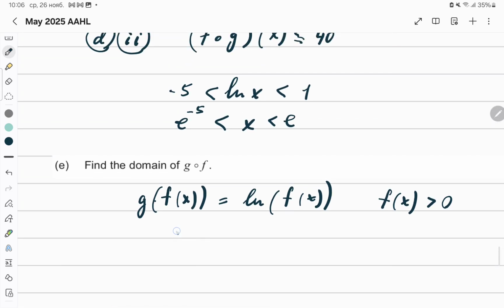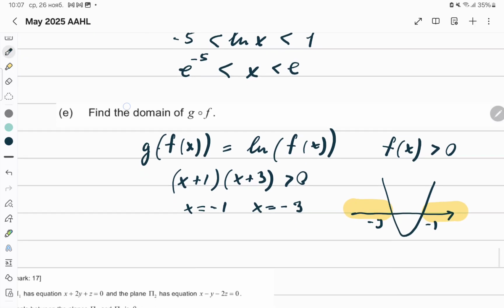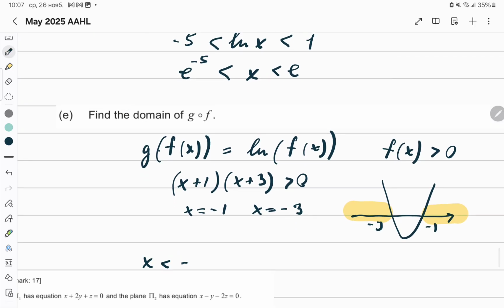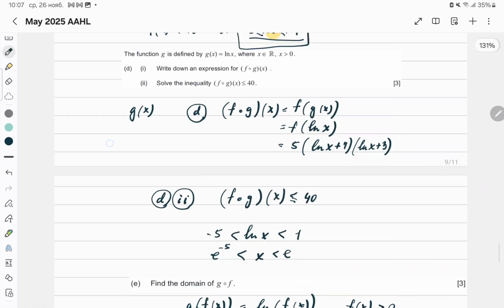We can say that (5x plus 1)(x plus 3) is more than 0. So x is less than -3, or we can write it this way. Let's list the zeros first, -1 and -3. Now it's an upward parabola, -3 and -1, and the solution is these intervals, right? So the final answer here is x is less than -3 and x is more than -1. This is the final solution for 3 marks. That's how we have solved this question.